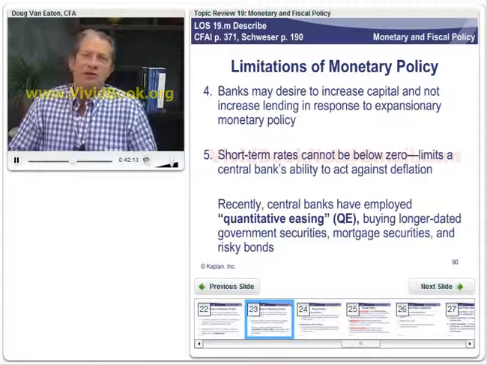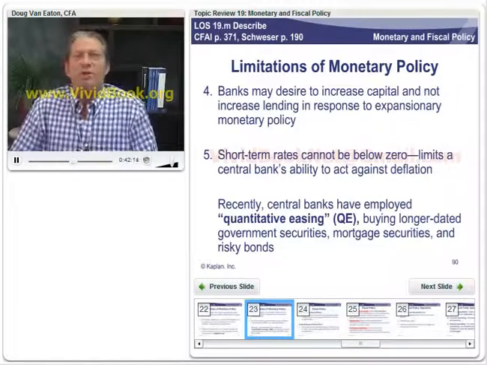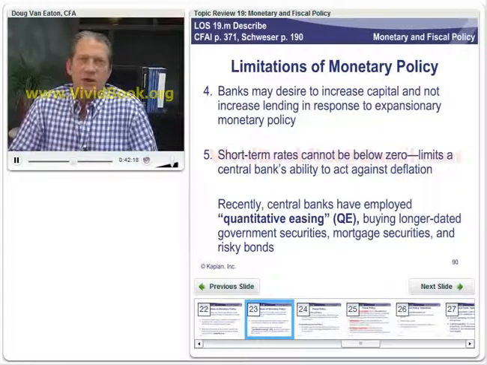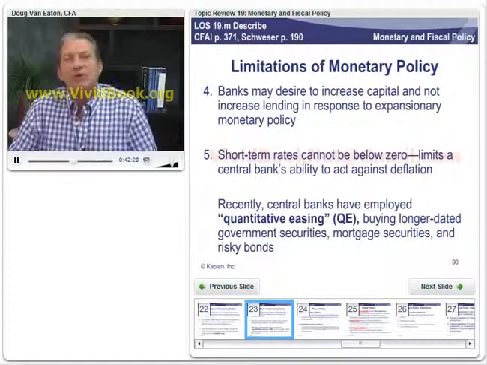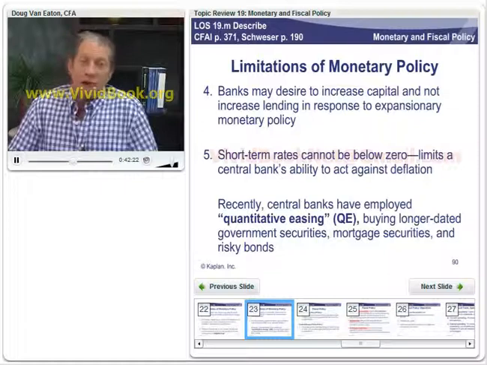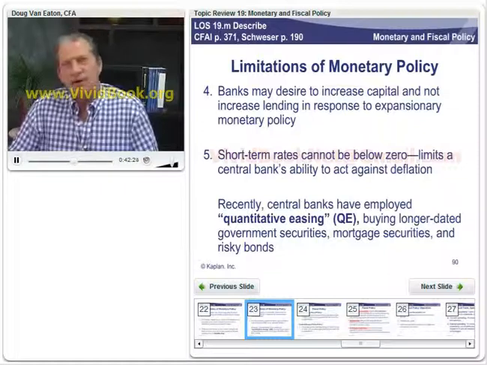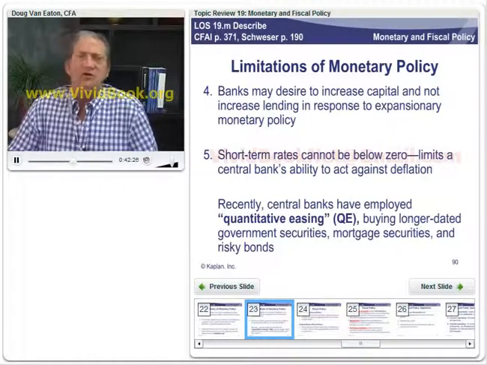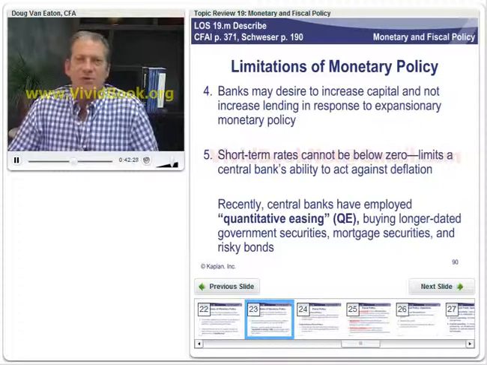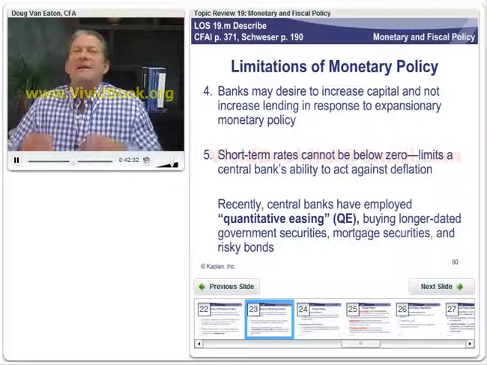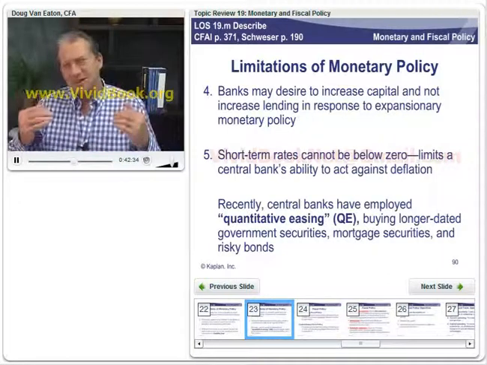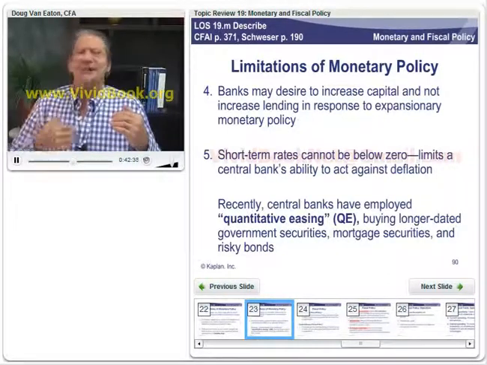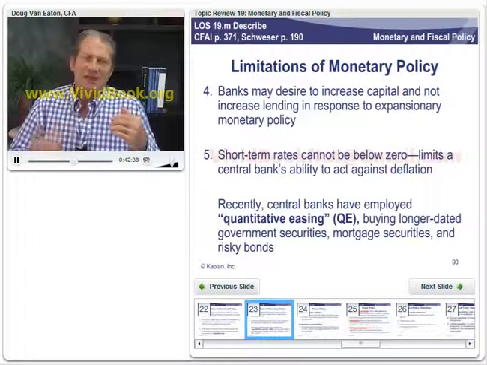And our final limitation here is pretty straightforward. Rates can't be below zero. So it really limits a central bank's ability to act when there is deflation. We've talked a couple of times about how central banks want to avoid deflation, and this is one of the reasons. They can't put these policy rates below zero, right? Once we've lowered them to zero, if we've got deflation, we've got a negative return on that money.